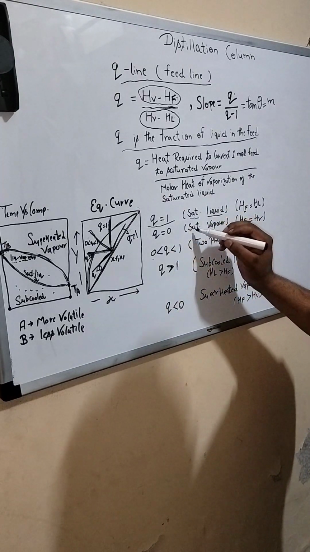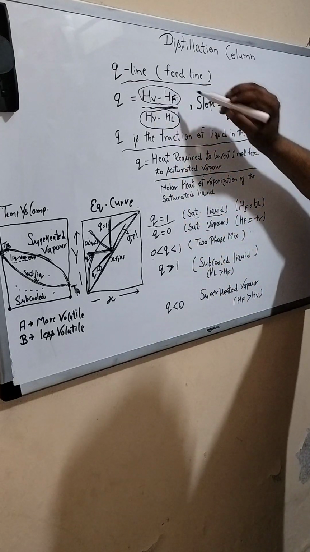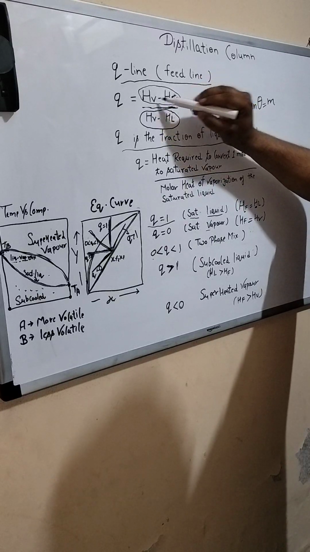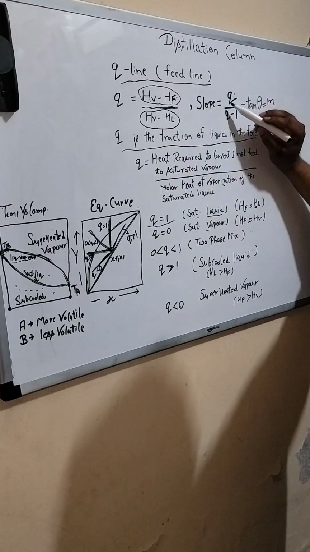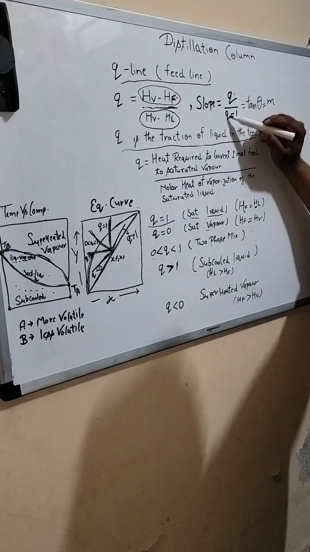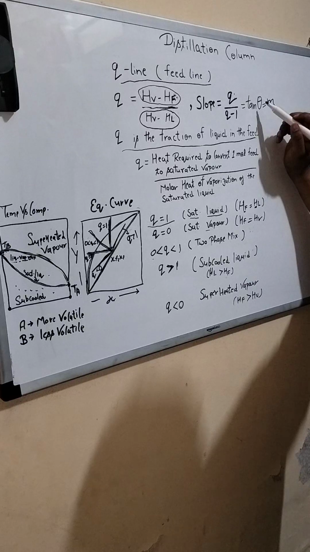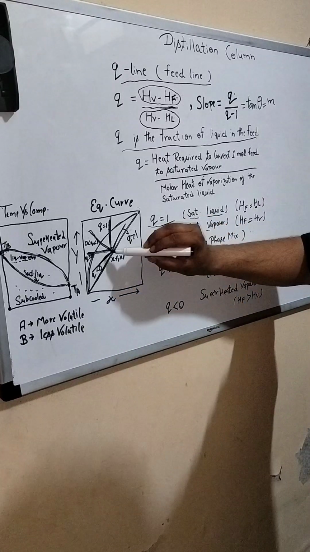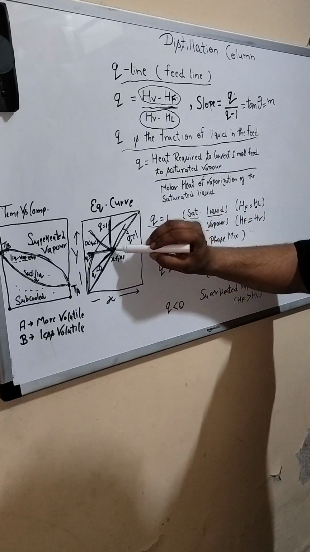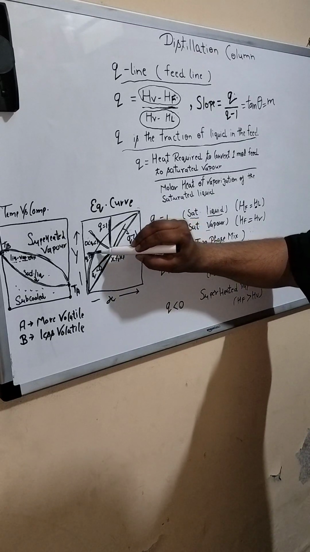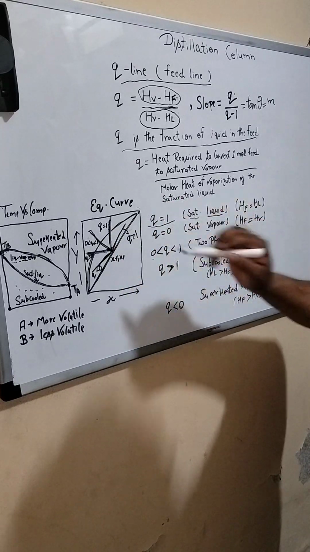When your feed is saturated vapor, that is HF is equal to HV, then this whole term becomes 0: HV minus HV equals 0, and 0 divided by something is equal to 0. Then the slope with q equal to 0 is 0 divided by (0 minus 1), which is equal to 0. Tan theta is equal to 0, which means theta is equal to 0. When theta is equal to 0, for q equal to 0 we draw the line from the diagonal horizontally, like this. This is q equal to 0, and this is q equal to 1. We have already studied this.